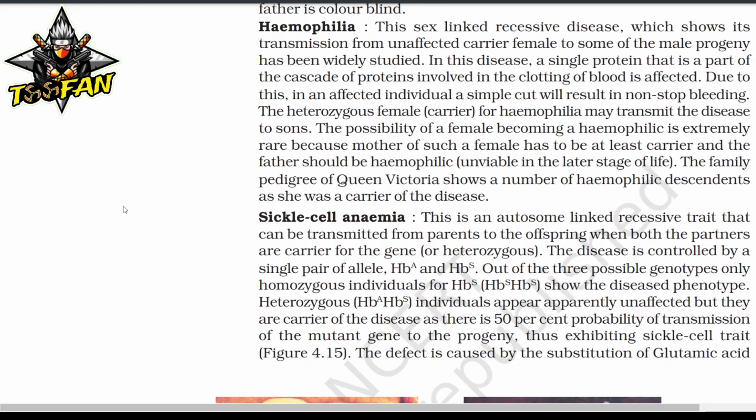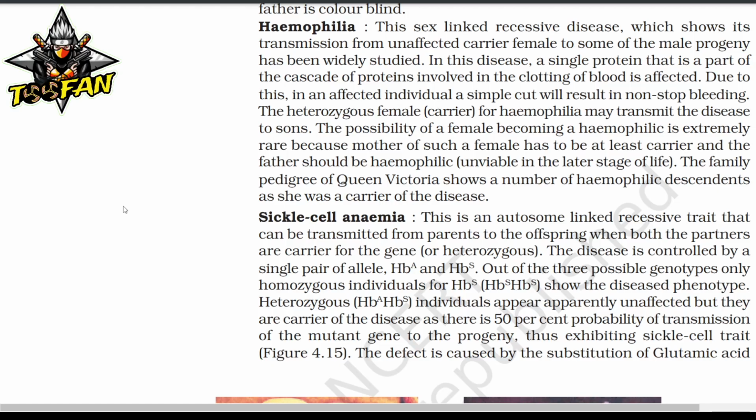Sickle cell anemia. This is an autosome-linked recessive trait that can be transmitted from parents to the offspring when both the partners are carriers for the gene. This disease is controlled by a single pair of alleles, HBA and HBS. Out of 3 possible genotypes, only homozygous individuals for HBS show the disease phenotype. Heterozygous individuals appear apparently unaffected, but they are carriers of the disease, as there is a 50% probability of transmission of the mutant gene to the progeny, thus exhibiting sickle cell trait.